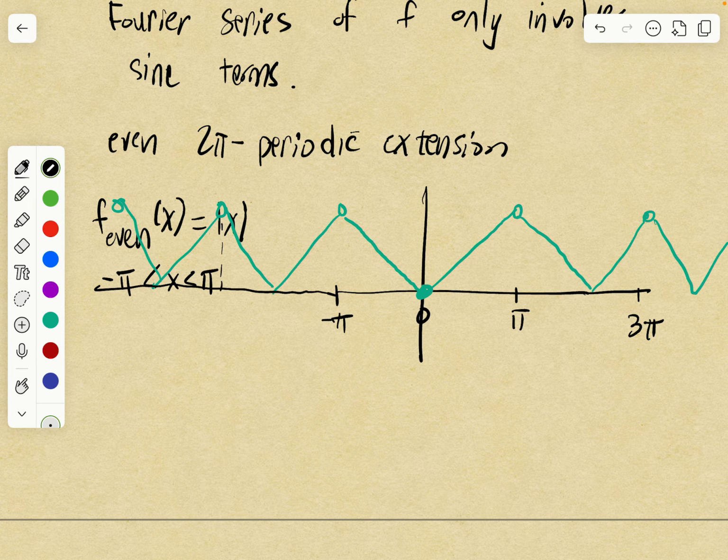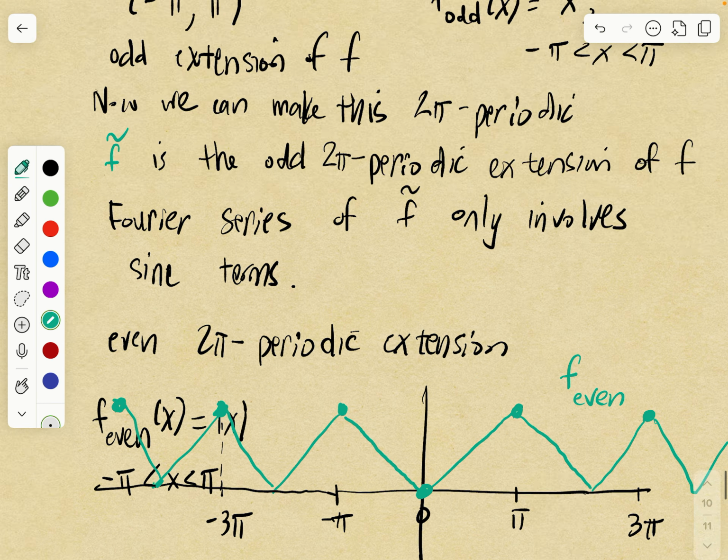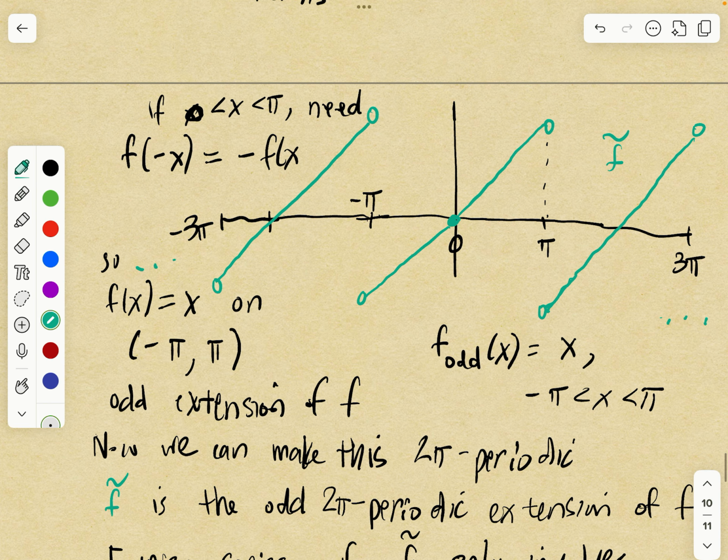So here's where it is at -3 pi. And you can even make it continuous by defining it at pi and 3 pi and -pi and -3 pi, etc. So this is your f sub even. This one here was your f sub odd.